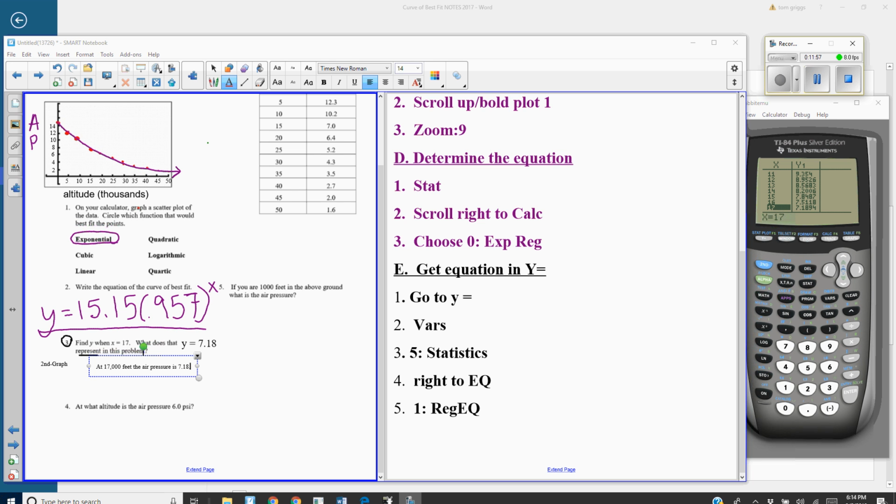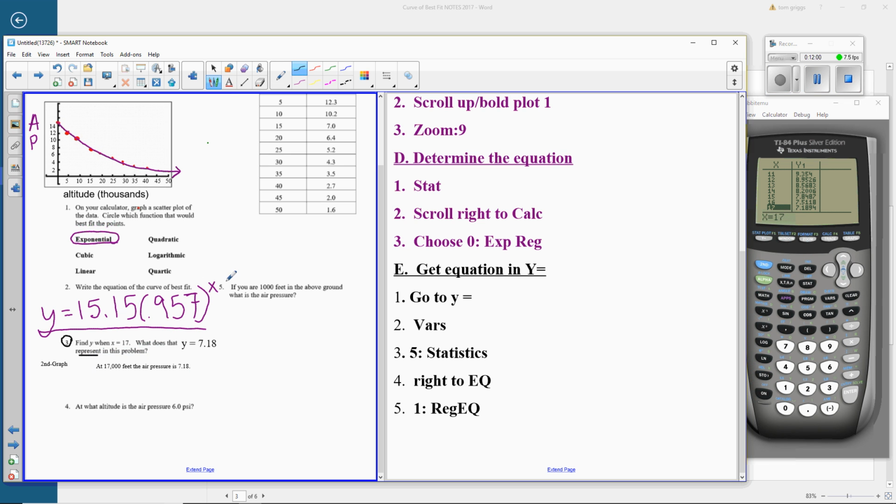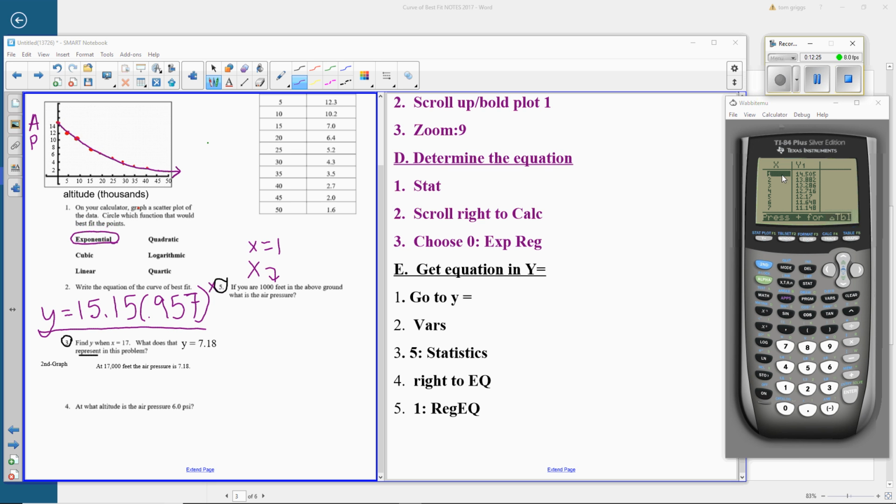Skipping over number 4 for a second, when we look at number 5, now they're saying if you are 1,000 feet above the ground, what is the air pressure? So they give us x. You got to remember, 1,000 feet corresponds to x equals 1. So we're going to do the same thing. We're going to look at our table. So we're going to scroll back up to where x equals 1 in our table and see that the corresponding y value is 14.5 psi.